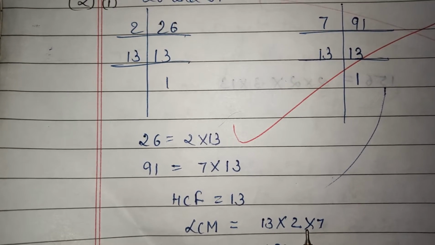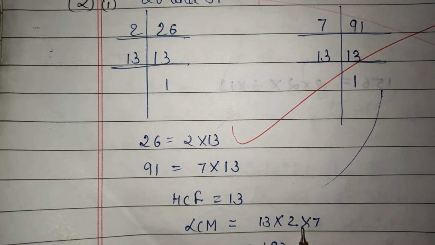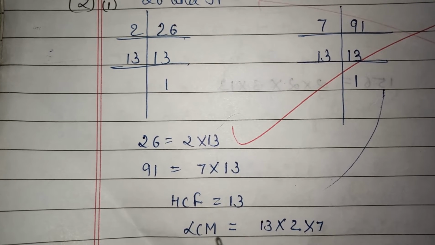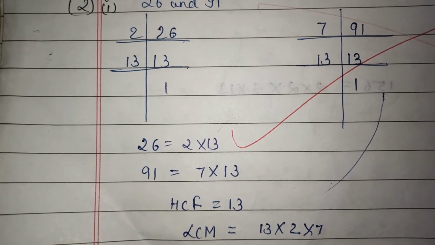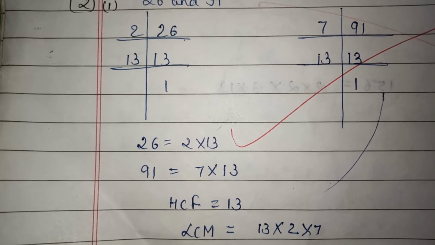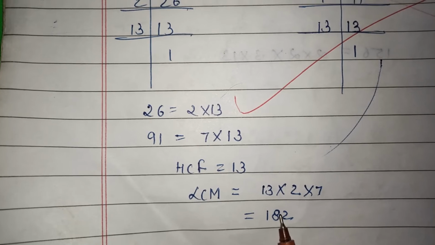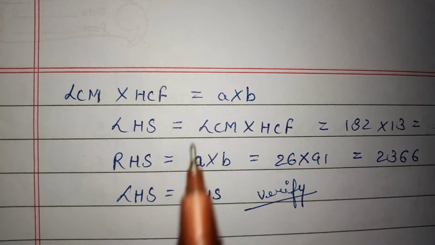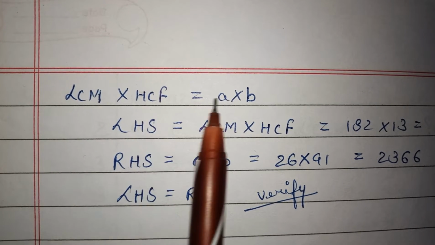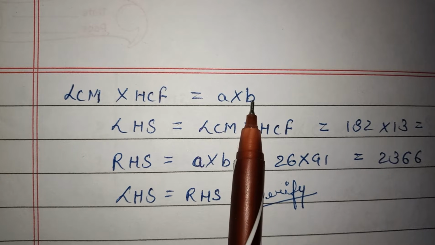13 into 2 into 7. If you don't know how to find LCM in this way, you can individually, separately find the LCM. Okay, now I have the SCF and LCM of these two numbers. Now I will multiply these. Now I have to prove that LCM into SCF is equal to the product of these two numbers.